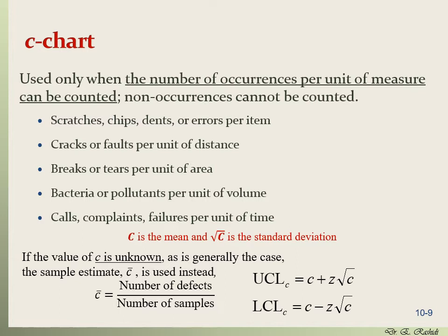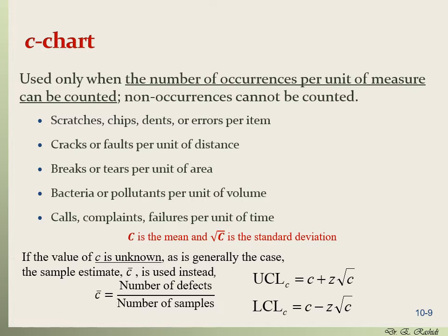Or you can count the number of calls you receive, the number of complaints, the number of failures per unit, but you cannot count the other category, which is the number of no calls. How many no calls did you receive, right? It doesn't even make sense. The number of non-complaints, how many non-complaints did you receive? So you cannot really count the other category. For these characteristics and these types of data, we use a C chart and not a P chart.